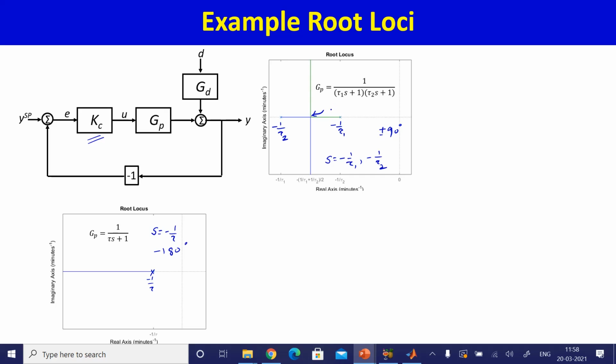So the breakpoint is at s equal to half of minus 1 by tau 1 plus minus 1 by tau 2. You can get this by obtaining the quadratic roots of the closed loop characteristic equation and then invoking the condition.